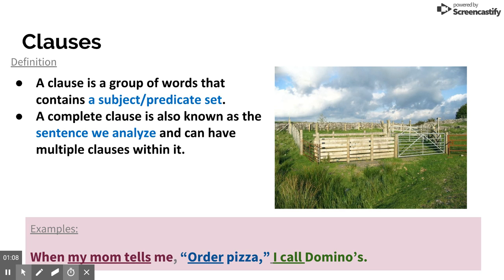So check out this example sentence. When my mom tells me, order pizza, I call Domino's. Each color corresponds to a different clause, and within each clause, a subject-predicate set is underlined. So in purple, mom is a subject and tells is a predicate. In blue, there's an implied subject of you with a predicate of order. And in green, I is a subject and call is a predicate.